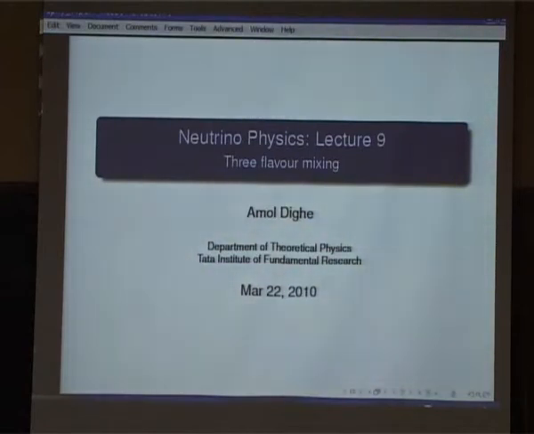Therefore, we should try to fit into the three neutrino framework, and as it will turn out, the answer to these questions will come out automatically. There will be no need for any other things. So, we will develop a formalism that involves three neutrinos, and at the end of the class, we will see that the solar and atmospheric case just come out as two very special cases. So, let's start.